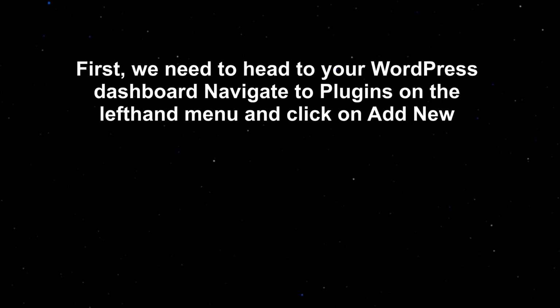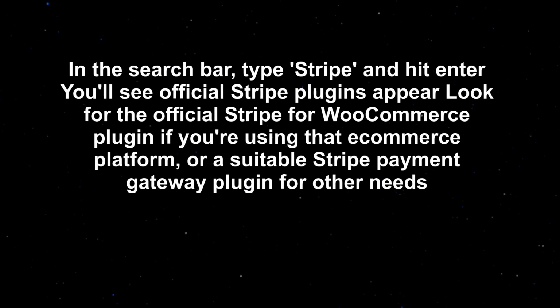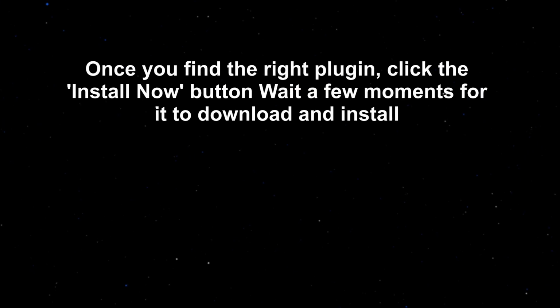First, we need to head to your WordPress dashboard, navigate to Plugins on the left-hand menu and click on Add New. In the search bar, type Stripe and hit Enter. You'll see official Stripe plugins appear. Look for the official Stripe for WooCommerce plugin if you're using that e-commerce platform, or a suitable Stripe payment gateway plugin for other needs. Once you find the right plugin, click the Install Now button.